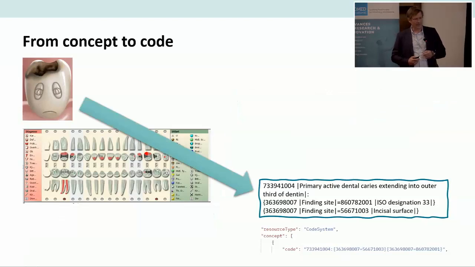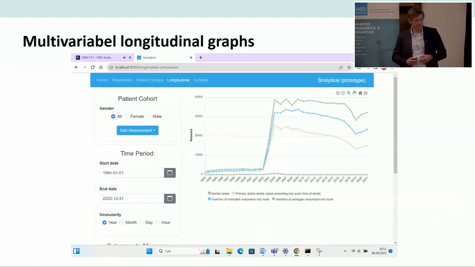So the code element down here represents the clinical idea. Now we have a code we can store in our system and which we can query. Moving on, this is also by pre-coordinations. Now we have 3 graphs. The top one is all kinds of caries. The bottom one is caries into the outer third of dentin, the sad tooth I just showed you. The middle blue one is the number of fillings.